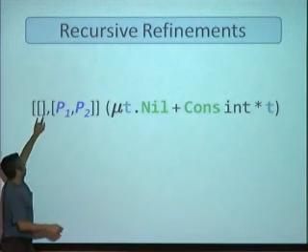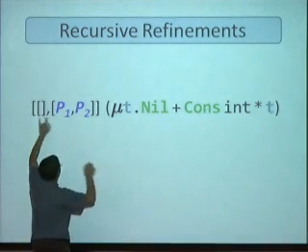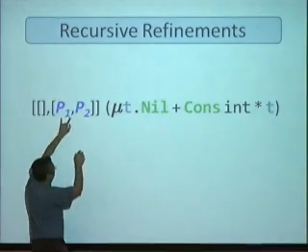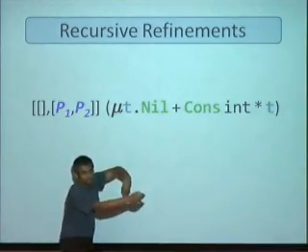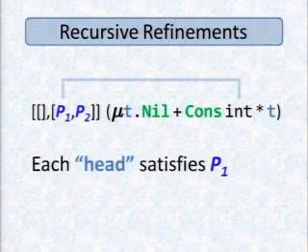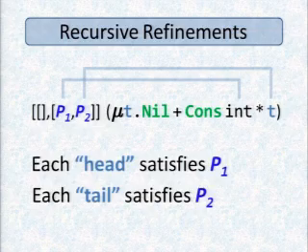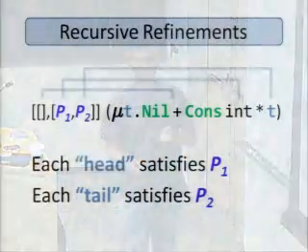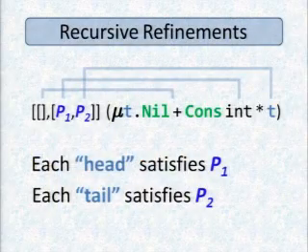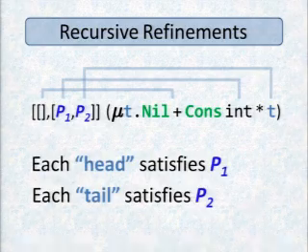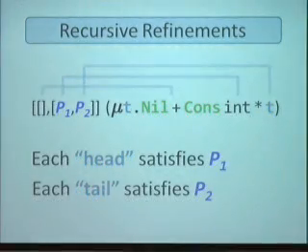So I have one vector for each sum, and inside each vector I have one predicate for each element of the product. For example, over here P1 refines int and P2 refines t. So each head satisfies P1 and each tail satisfies P2. So far so good? And of course this one is just empty because nil has nothing to refine.